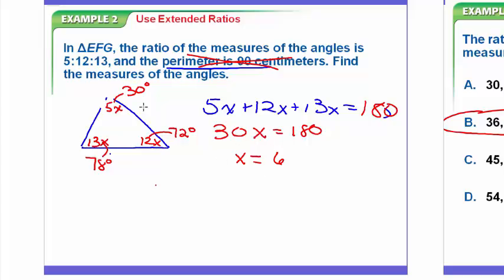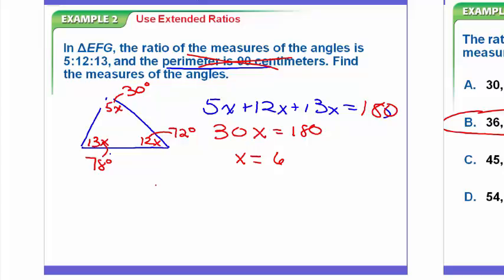So what we really had was that the angles, when I plug 6 back in, I get 30, 72, and 78. But 30, 72, and 78 are all reducible by 6. So when we say it as a ratio, we just said the 5, the 12, and the 13. So remember on these problems to add an x into each one of the ratio numbers that they give you. Then if it's angles, add it to equal 180.